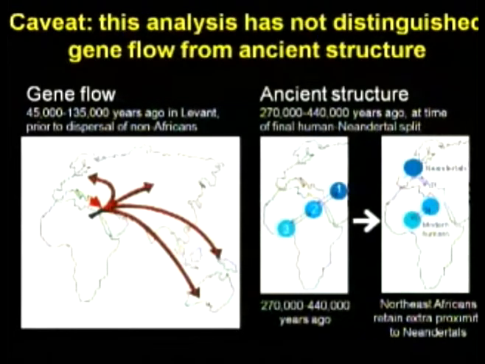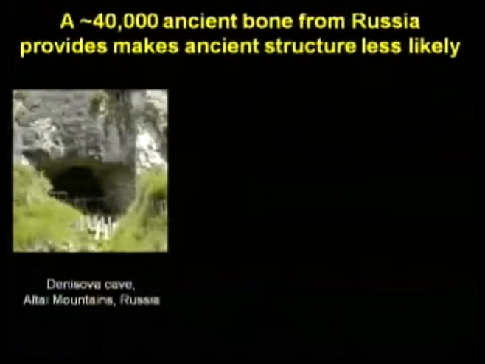Then during the out of Africa expansion, which potentially was from a Northeast population, it would have retained a little bit of extra proximity to Neanderthals. So is that explaining our data?